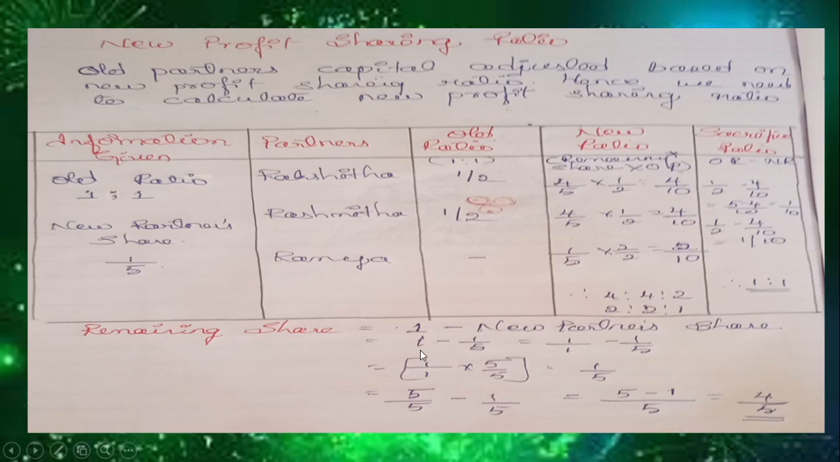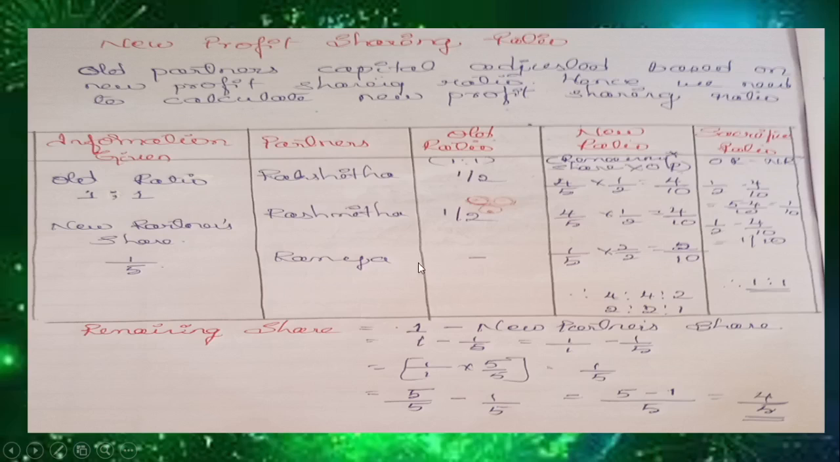Here the denominator should be common. So 1 into 5 by 5, that is 5. Here 1 into 5 is 5. So 5 by 5 minus new partner share 1 by 5. The remaining balance is 4 by 5. So the remaining profit share is 4 by 5 into old ratio 1 by 2, so 4 by 10. Again the same thing applies to Rashmita: 4 by 5 into 1 by 2, it is 4 by 10.